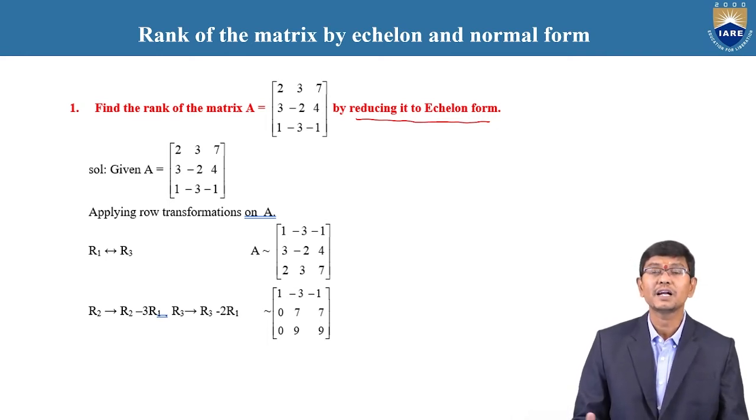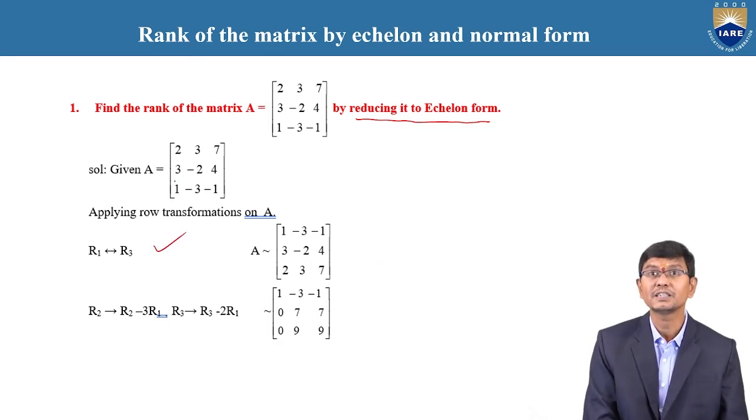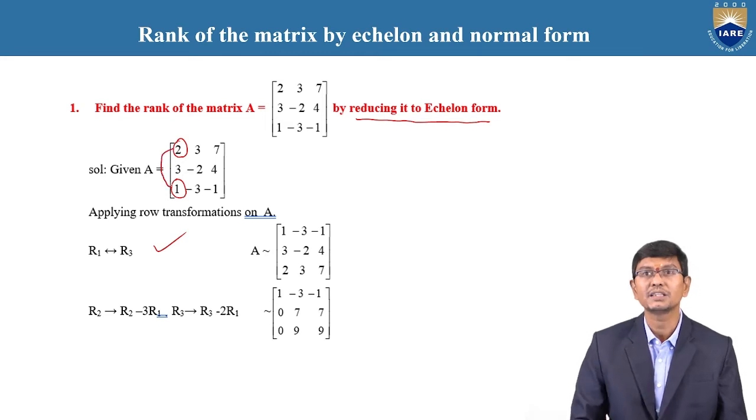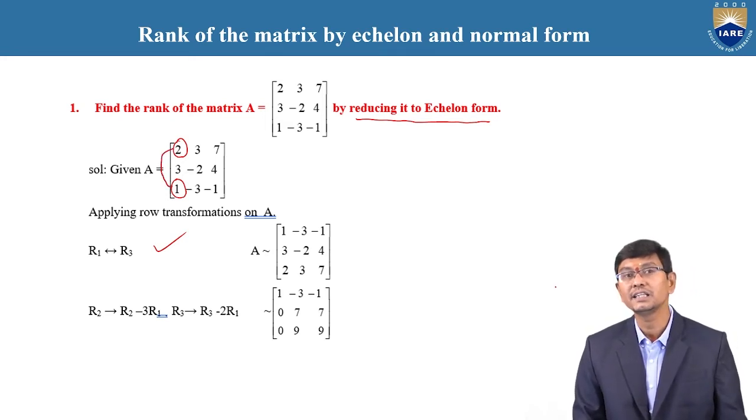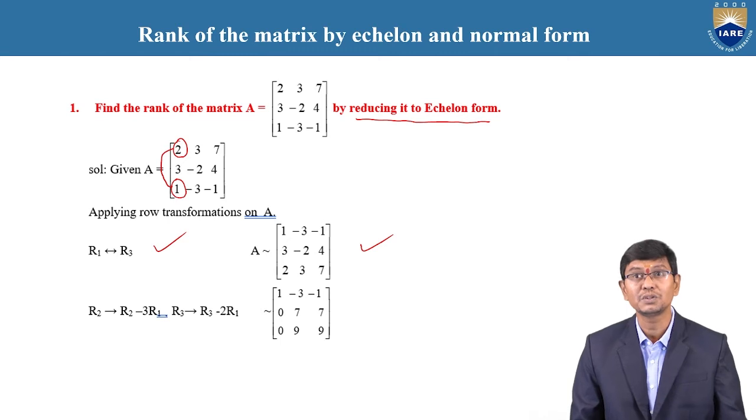Here, we apply a row transformation on the given matrix, interchanging R1 and R3, because the first element of the first row is 2, whereas the first element of the third row is 1. Therefore, interchange R1 and R3. By applying the interchange of R1 and R3, we obtain [1 -3 -1; 3 -2 4; 2 3 7].